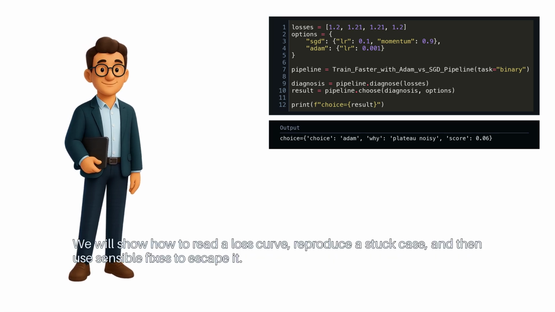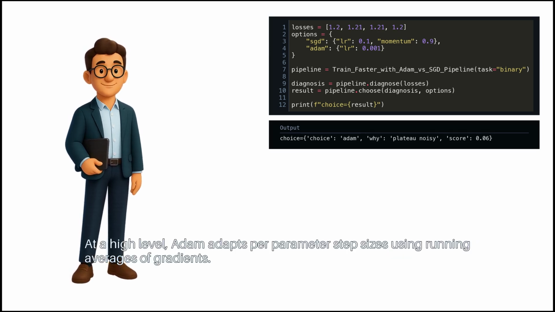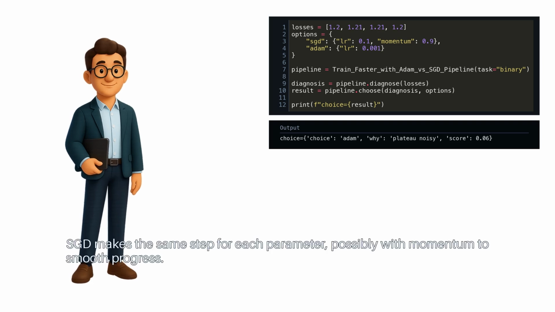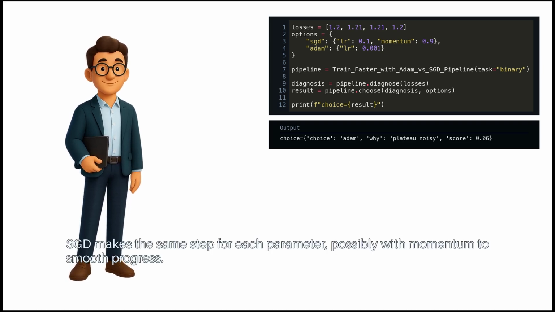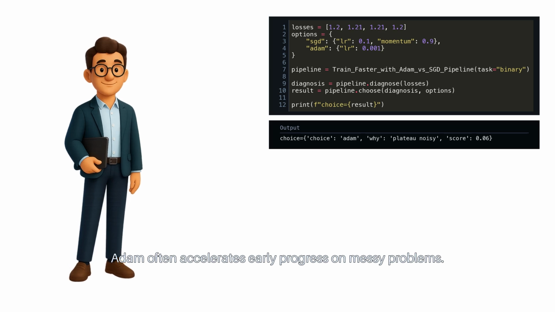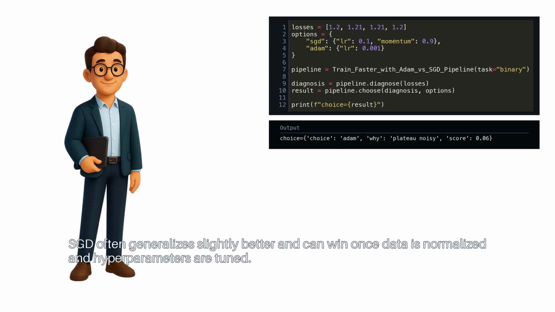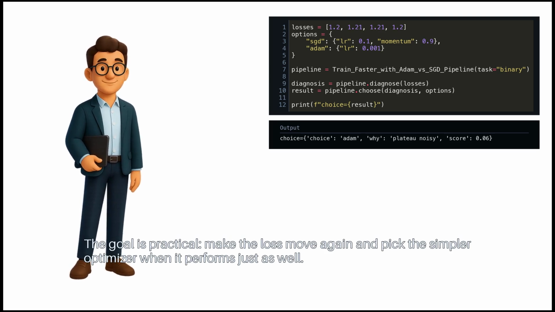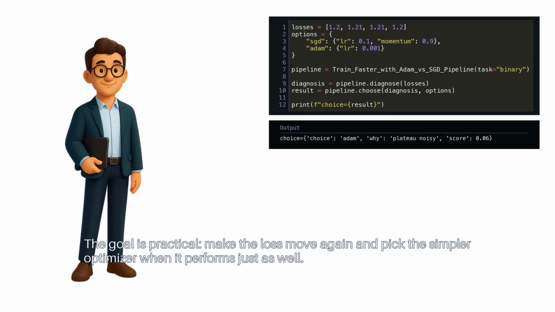We will show how to read a loss curve, reproduce a stuck case, and then use sensible fixes to escape it. At a high level, Adam adapts per parameter step sizes using running averages of gradients. SGD makes the same step for each parameter, possibly with momentum to smooth progress. Adam often accelerates early progress on messy problems. SGD often generalizes slightly better and can win once data is normalized and hyperparameters are tuned. The goal is practical. Make the loss move again, and pick the simpler optimizer when it performs just as well.